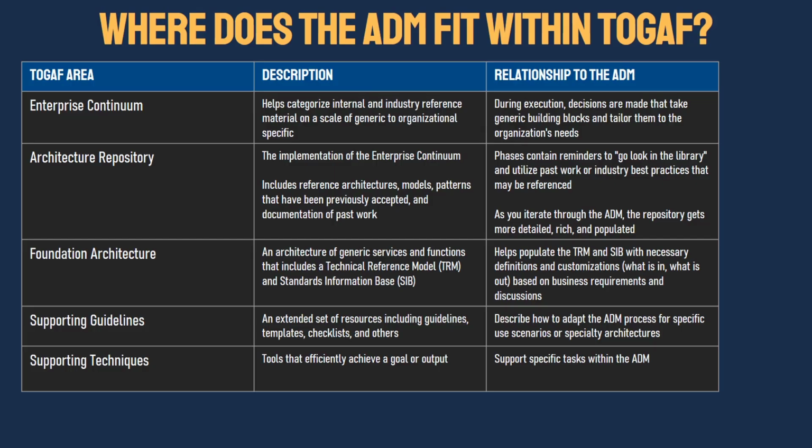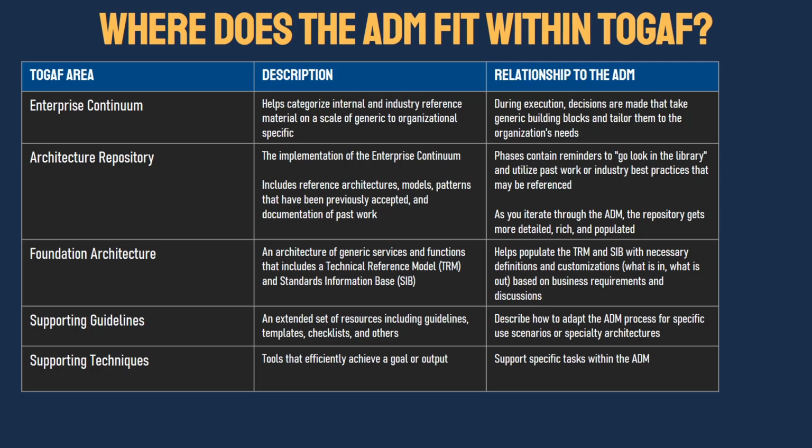Where does the overall ADM fit within TOGAF? Well, there are 5 areas where the ADM and TOGAF interact. Let's talk about the first, the enterprise continuum. The enterprise continuum helps categorize internal and industry reference material on a scale of very generic to very organization-specific. The relationship to the ADM is that we use the enterprise continuum during execution. Whenever you need to make a decision, just take generic building blocks and tailor them for your specific needs.